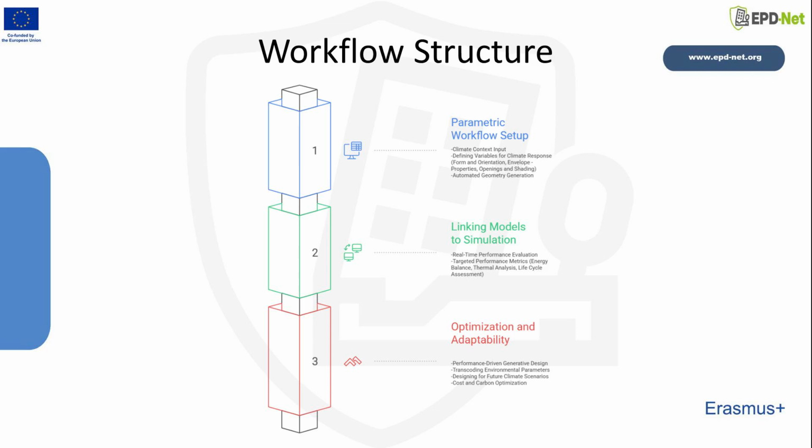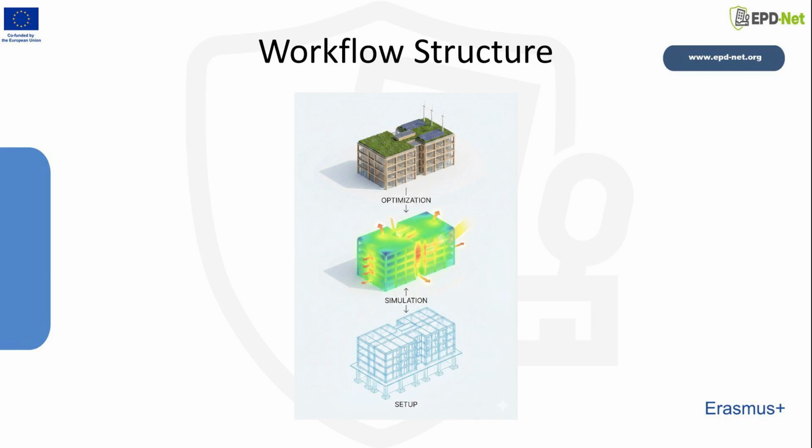Changes to a simple parameter, like span or window size, automatically update the entire complex model, enabling designers to evaluate numerous design alternatives rapidly. For a design to be climate responsive, the geometric model must be dynamically linked to performance simulation software. This is where tools functionally similar to Design Builder or Climate Studio integrate with the parametric design environment.